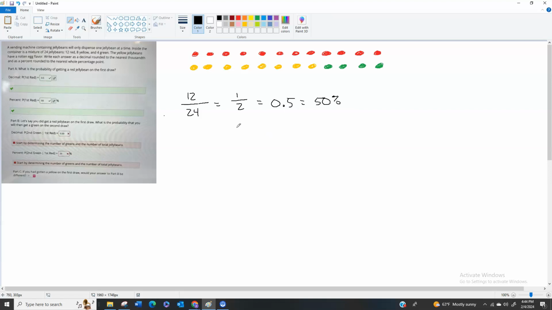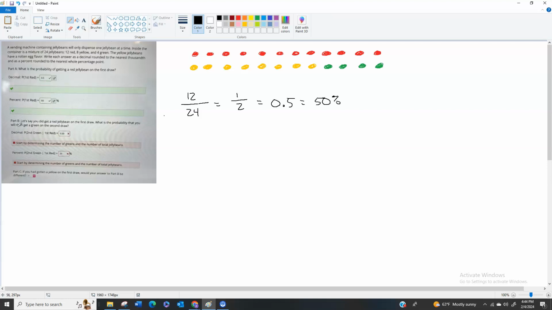So now the second one, so this is just one single event. So we don't have to worry about whether it's independent or dependent because it's just one single event. But now we're going to go to a situation where it says, let's say you did get a red jelly bean on the first draw.